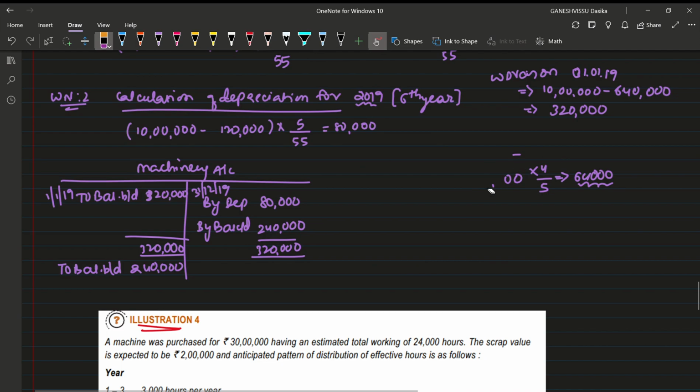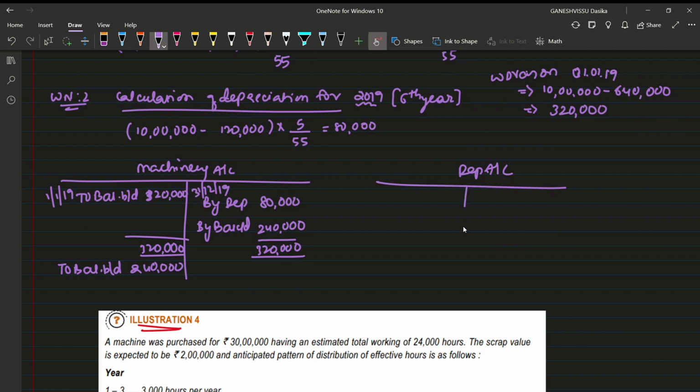And now we need to prepare the depreciation account also. This is our depreciation account. To machinery account, 80,000 is the depreciation, and by P&L we need to transfer 80,000 on which date? 31st December 2019.